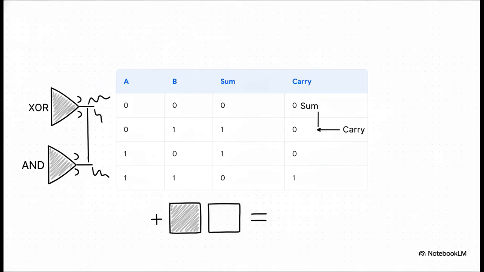Let's trace that bottom row to tie it all together. When inputs A and B are both 1, the XOR gate sees 2 matching inputs and outputs a 0 for the sum. The AND gate sees 2 1s and outputs a 1 for the carry. So our final output is carry 1, sum 0. Written out, that's a 1 and a 0 in binary, which is exactly how you represent the decimal number 2. With just 2 simple gates, we've literally taught electricity how to do math.